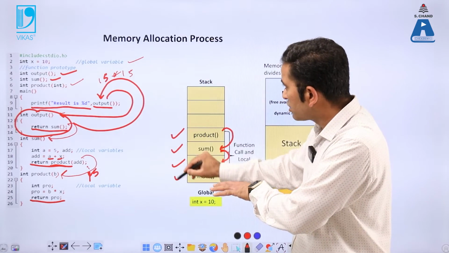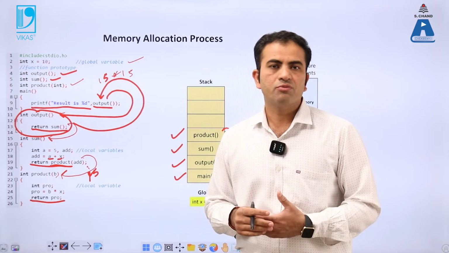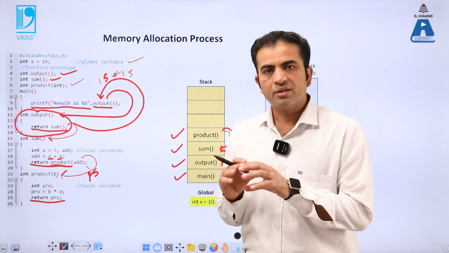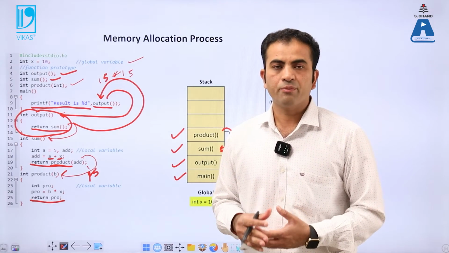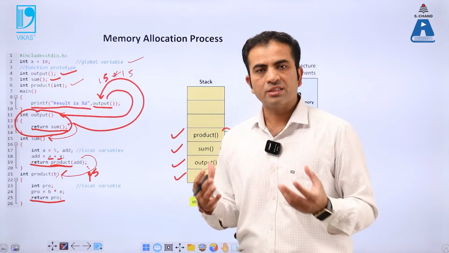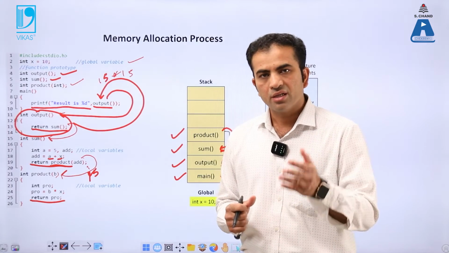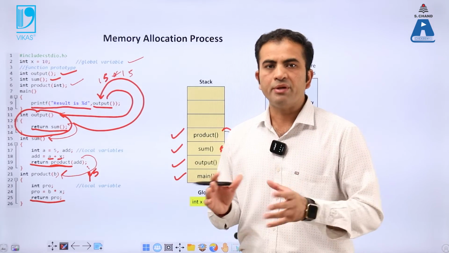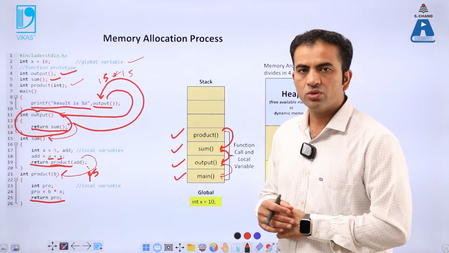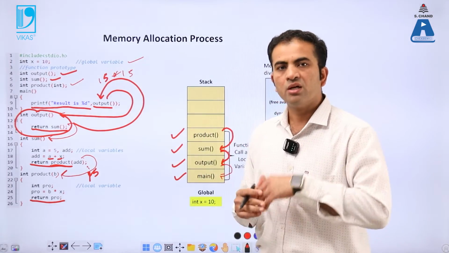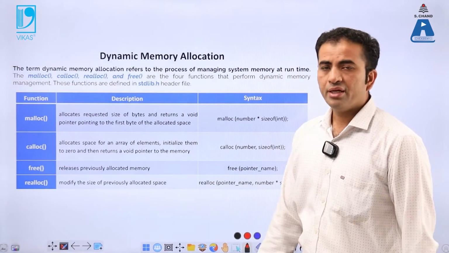Okay, so this is called the process of memory allocation. So why do we learn this process of memory allocation? Because when we study the concept of data structures, the memory allocation process is very important. When we study very basic data structures like stack, queues and linked list, in those the process of memory allocation is important. So that's why we have studied how the memory is allocated to the different functions, to the different variables, local variables and global variables. Now dynamic memory allocation.